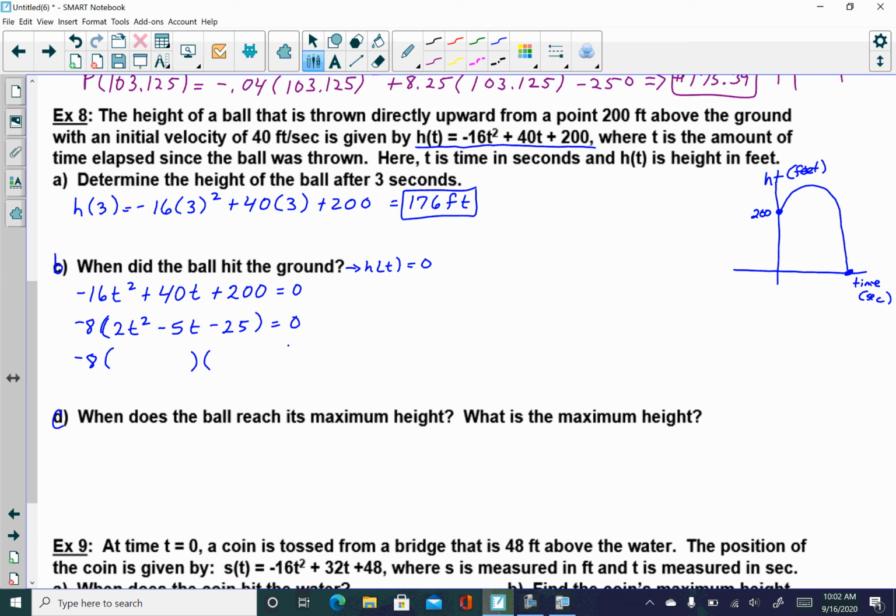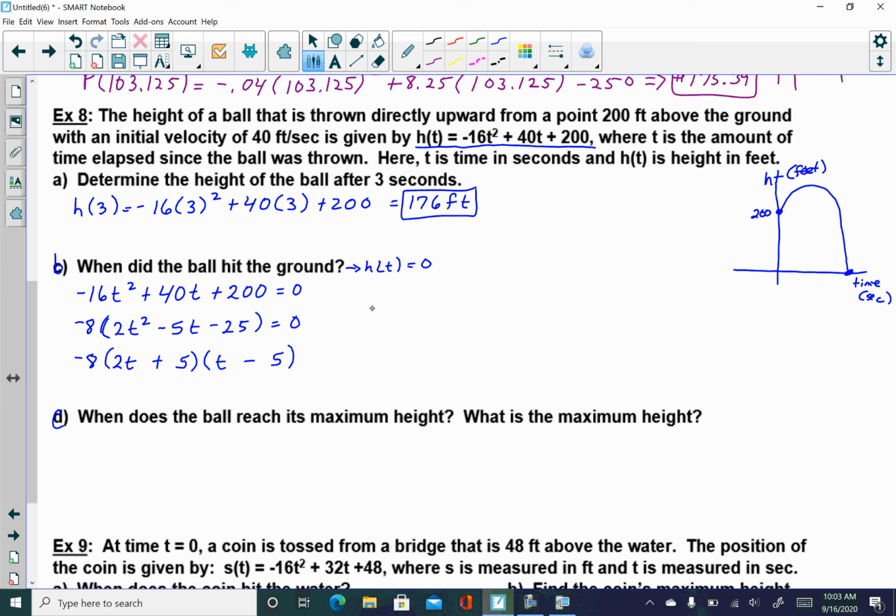Now let's factor. Only way to multiply to give you 2t squared, 2t times t. And then most common way to multiply to give you 25 would be 5 times 5. Outside's giving me 10, right? Inside's giving me 5. I want a negative 5, so I would need to make the 10 negative. This is where I'm getting the 10, so put the minus in front of that. Here's my plus.